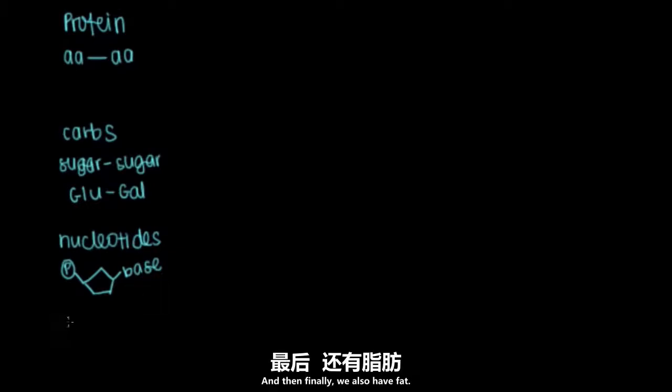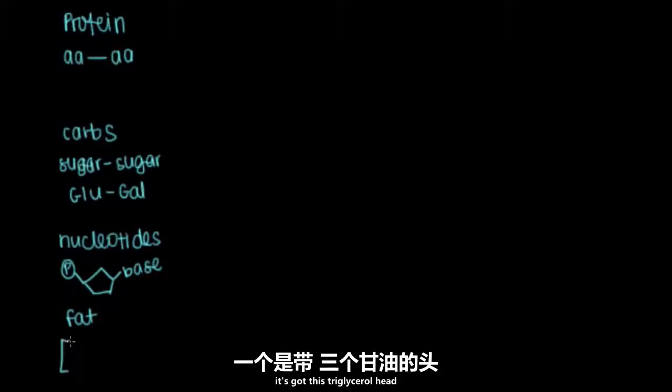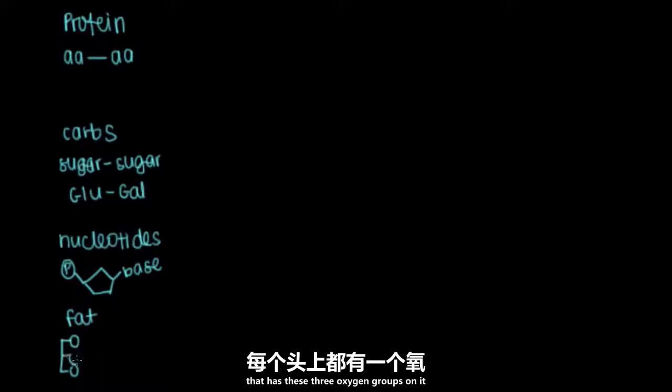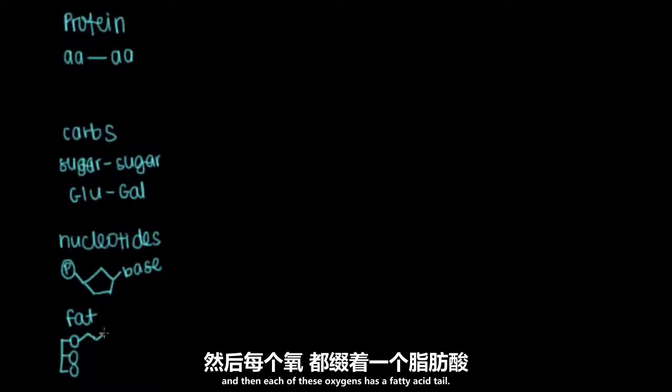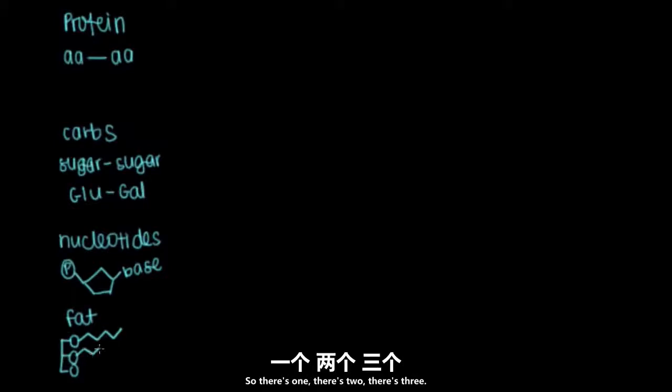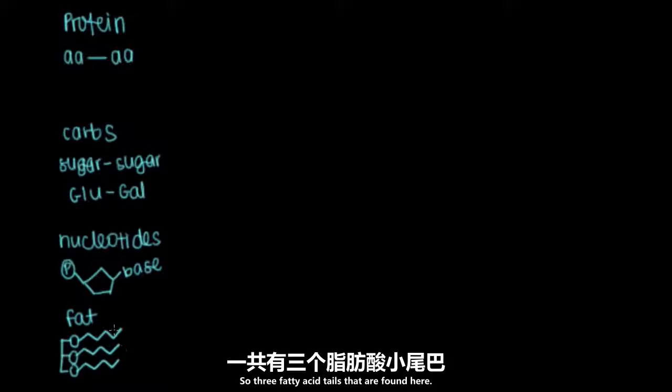And then finally, we also have fat. Fat has 2 parts to it. It's got this triglycerol head that has these 3 oxygen groups on it, and then each of these oxygens have a fatty acid tail. So there's 1, there's 2, there's 3. So 3 fatty acid tails that are found here.